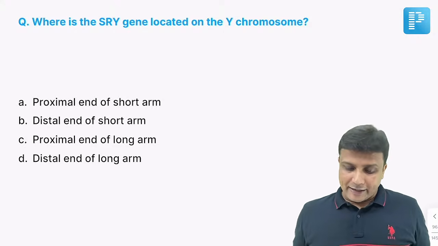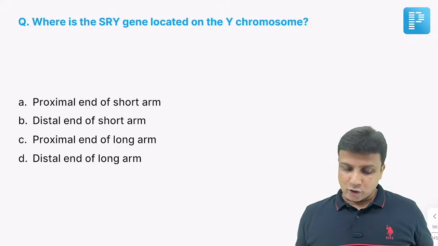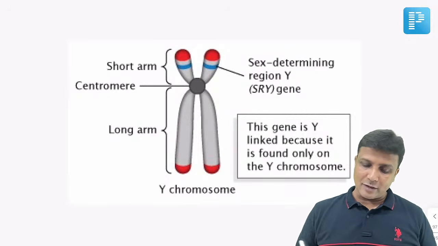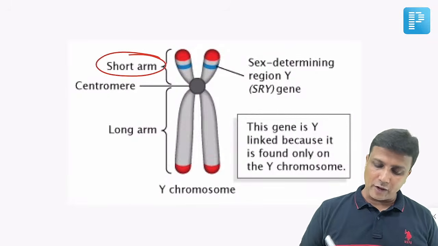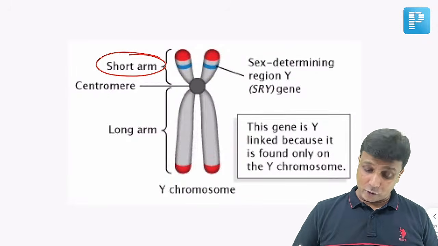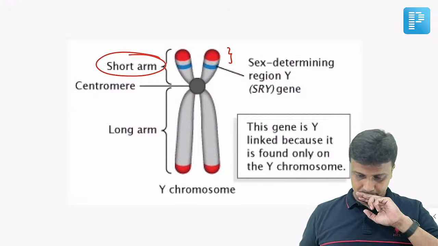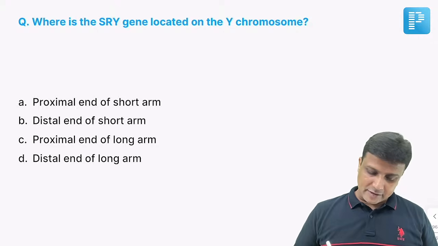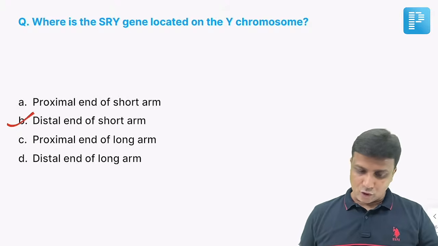Where is the SRY gene located on the Y chromosome? Now this one here will be the Y chromosome. SRY gene will be located on the short arm, and that too at the distal part of this one here. So the correct answer here is the distal end of the short arm.